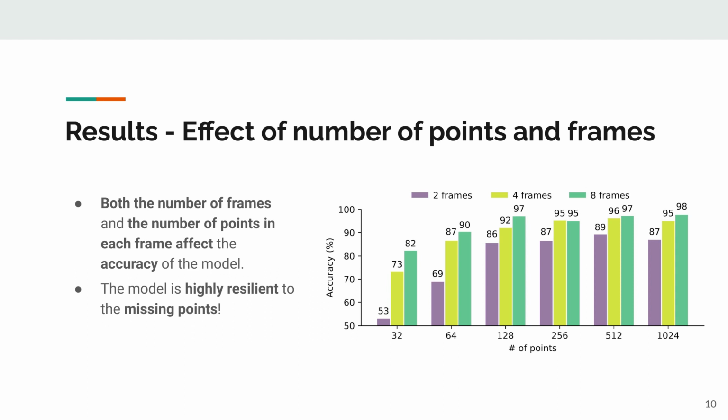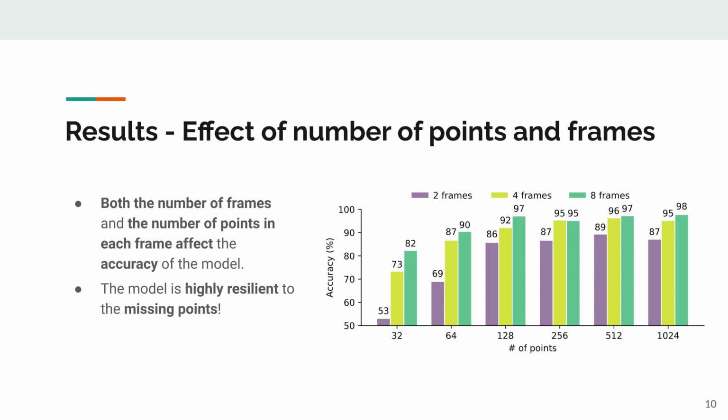We also analyze the effect of the number of frames and the effect of the number of points in each frame on the overall accuracy of the system. The results suggest that both the number of frames and the number of points in each frame play important roles in the model. As shown in the figure, for a gesture with 32 points, by increasing the number of frames from 2 to 8, we obtain a 29% gain in accuracy. On the other hand, for a gesture with 8 frames, we can improve the accuracy by 16% if we increase the number of points in each frame from 32 to 1024.